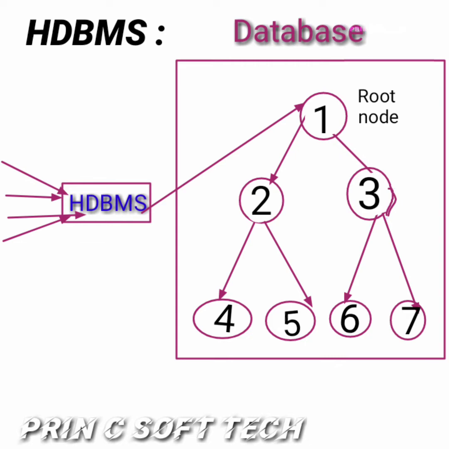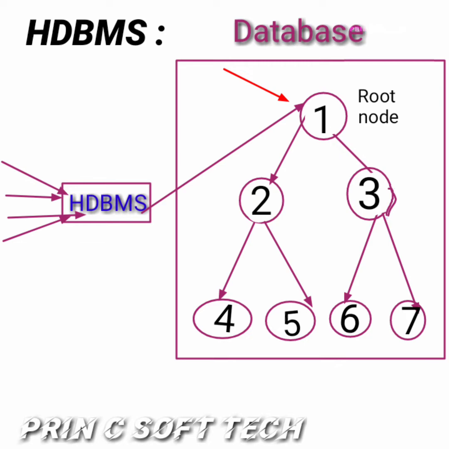The searching process starts from the root node. Then it goes to the left node till the leaf node. Then the right node till the leaf node. If you are searching for 1, then HDBMS checks the root node. If it is found, then the time consumed for searching the data is less.